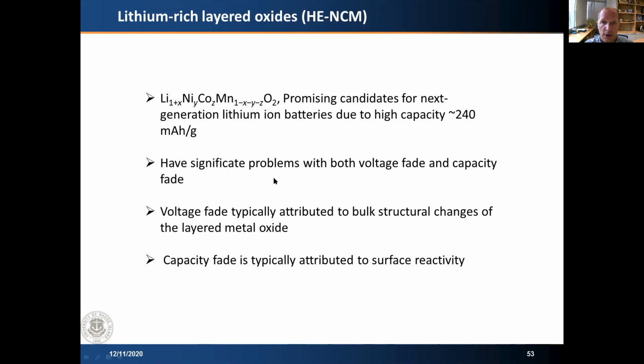However, these materials have significant problems with both voltage fade and capacity fade. The voltage fade is typically attributed to the bulk structural changes of the layered metal oxide, and the capacity fade is typically attributed to surface reactivity.